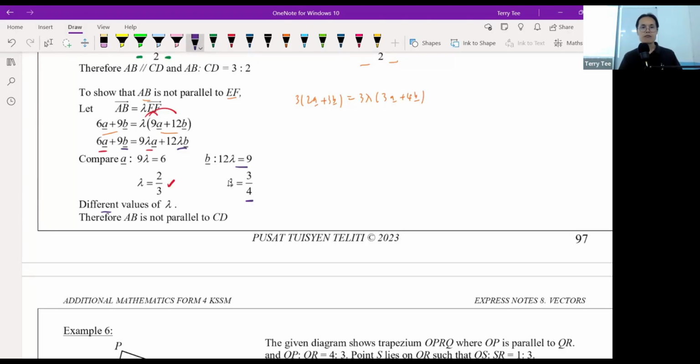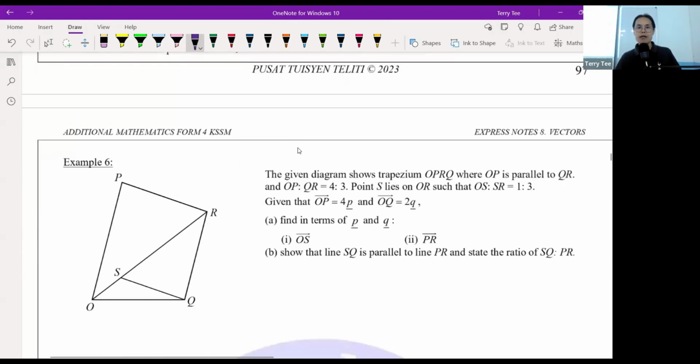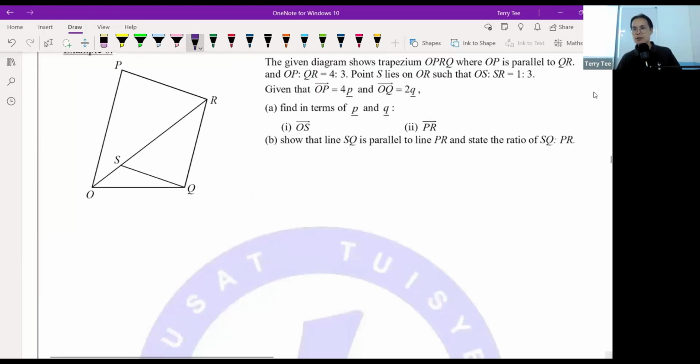Then we say that different values of lambda, therefore they're not parallel. Do you understand the difference between how to prove they're parallel and not parallel? Most of the time, they ask you to show that they're parallel, but there is a small chance they ask you to show not parallel, and this is how we do it. Okay. Now let's look at example number 6.